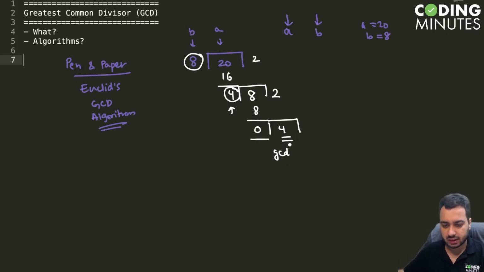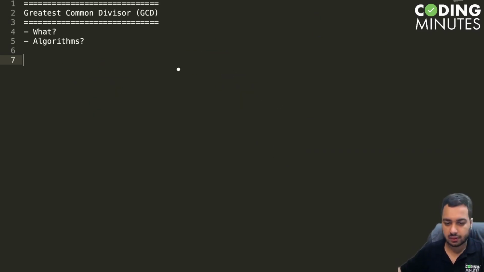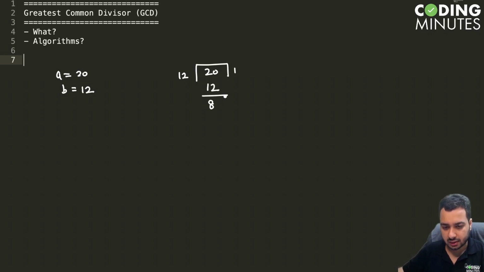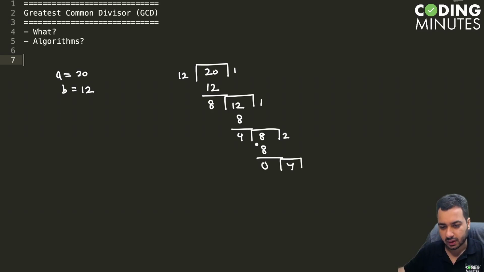If it sounds confusing, let's take another example. Let's take the numbers 12 and 20. Let's say a is 20 and b is 12. I keep 20 inside and 12 outside. I say 12 ones are 12, and I'm left with 8. I bring this 12 here. I say 8 ones are 8, and I'm left with the remainder 4. Inside I put this number 8. I say 4 twos are 8, the remainder is 0, and I put this 4 here. So this 4 is my GCD. This is like a long division kind of method, which we generally do on pen and paper.